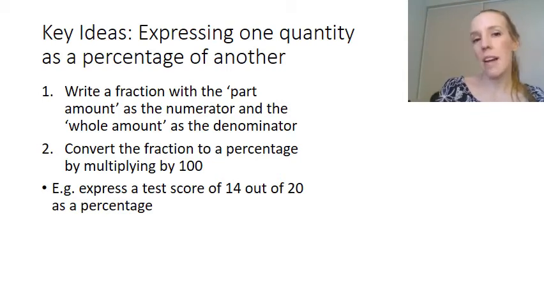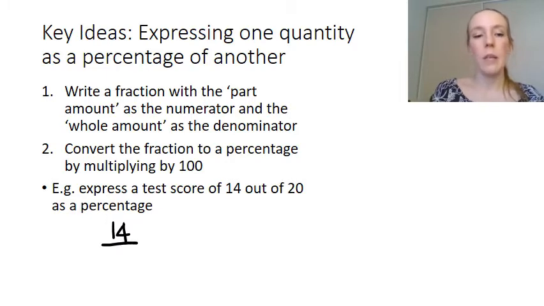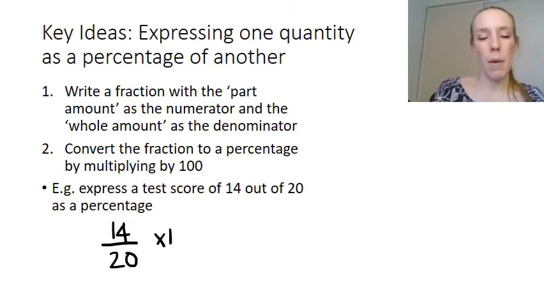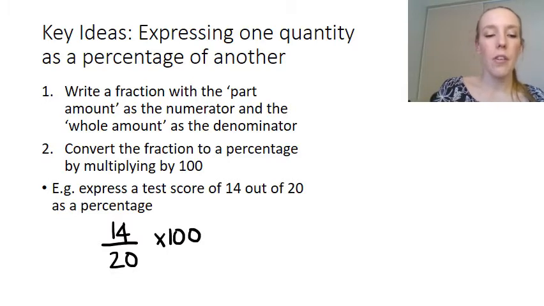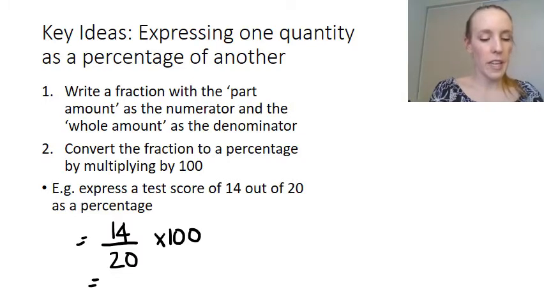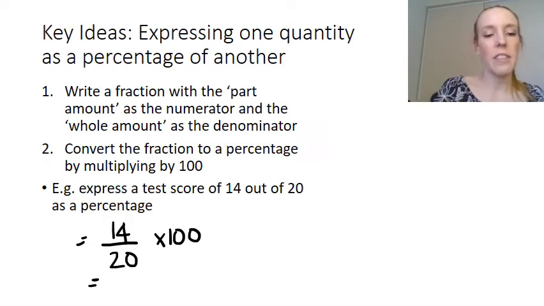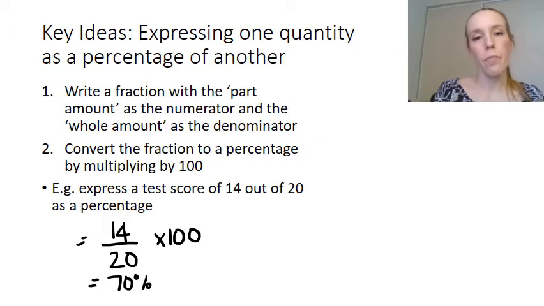So the part amount is the score that they got, so that was the 14. The full amount is the 20, what they could have gotten. And then we have to turn it into a percentage by multiplying by 100. So in your calculator, all you have to type in is 14 divided by 20, and then multiply that answer by 100. So that will equal 70, and that will be your percentage. So it'll be 70%. So it's as easy as that.